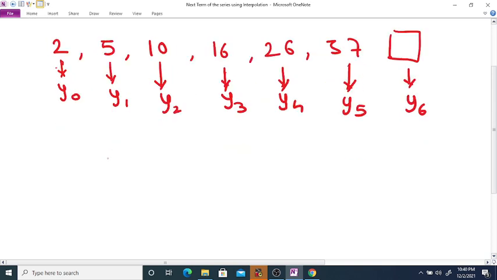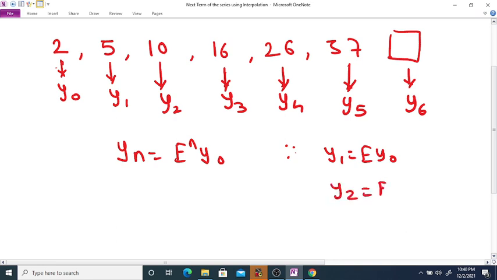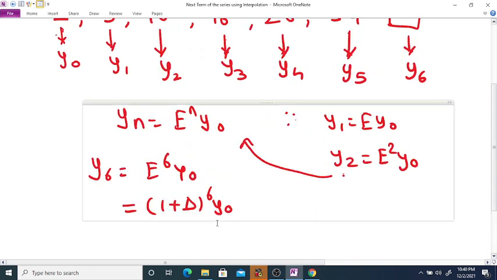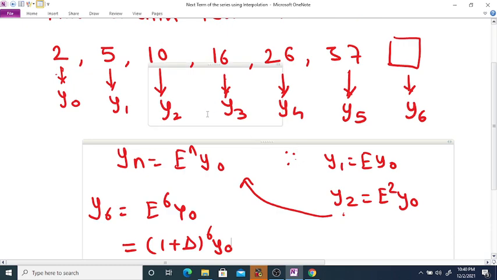We are going to use logic here. We know that yn is equal to E raised to n y0, since y1 is equal to E y0, y2 is equal to E square y0, and so on. By using this technique, we write yn is equal to E raised to n y0. So y6 is equal to E raised to 6 y0. But what is E again? E is nothing but 1 plus delta, raised to 6 y0. So here we are going to determine delta y0, delta square y0 and so on.